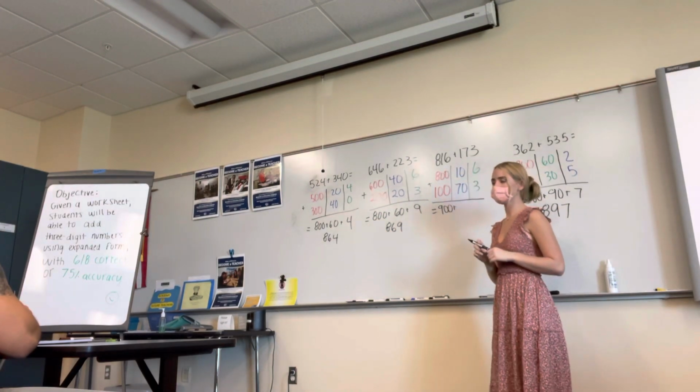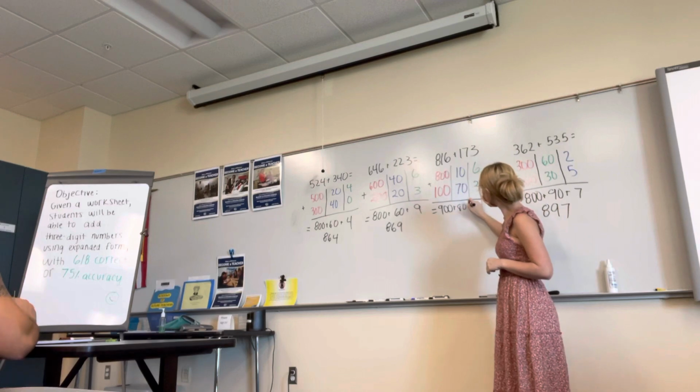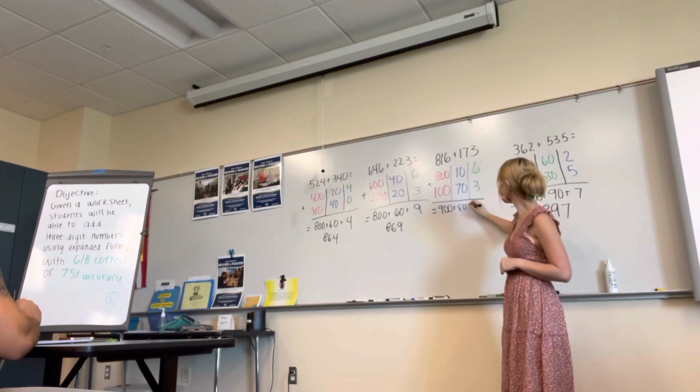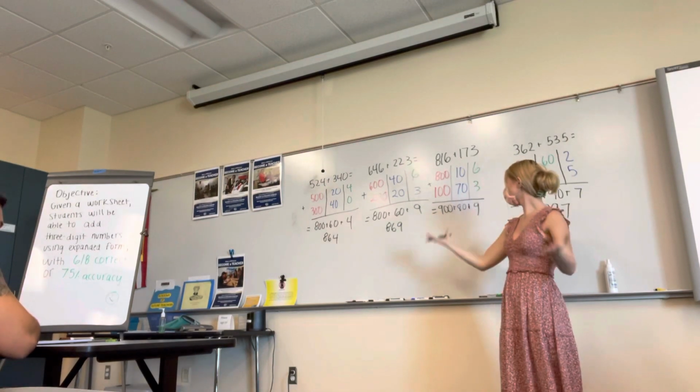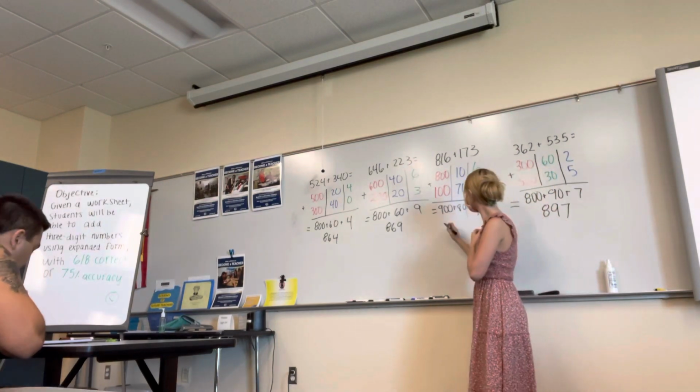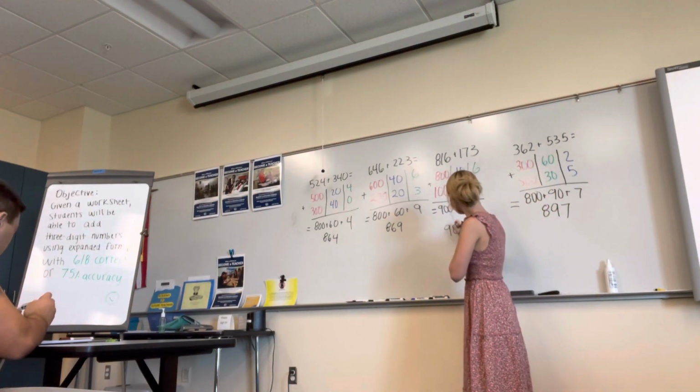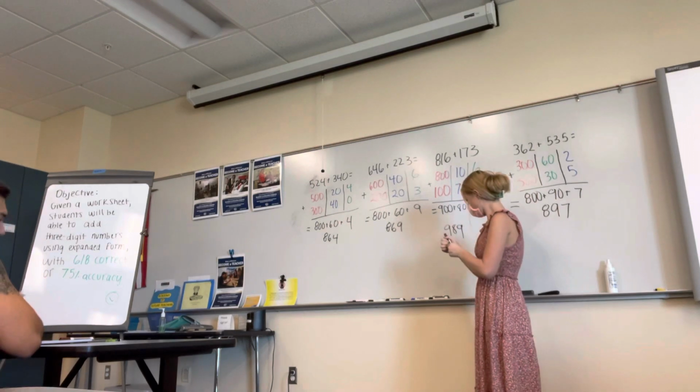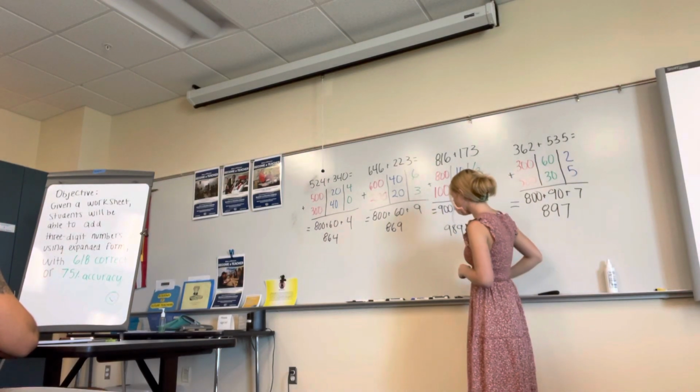10 plus 70. 80. 6 plus 3. 9. 9. And what's this number in standard form? Our final step? 989. 989. Great job. Now we have one more.